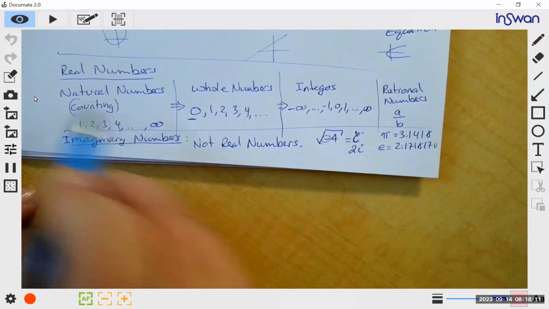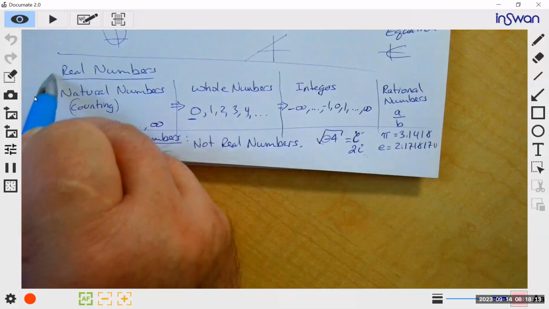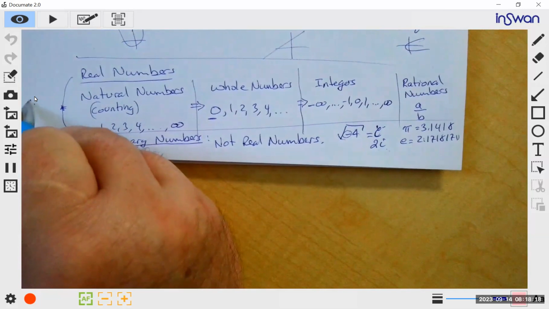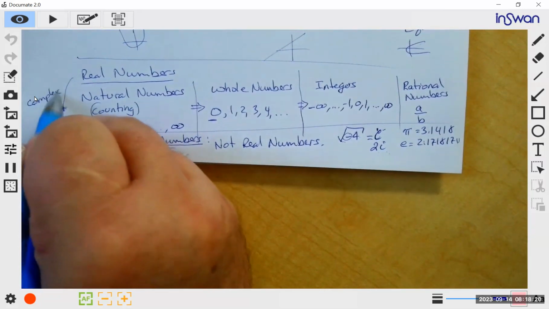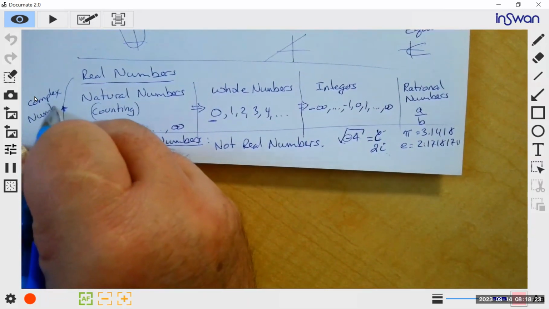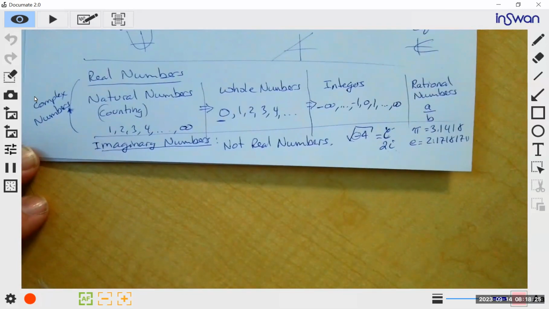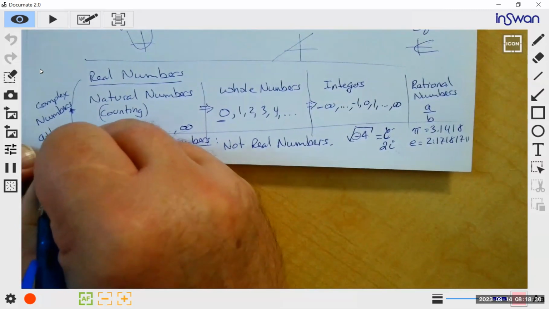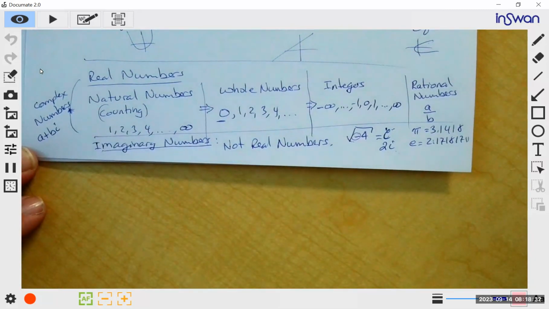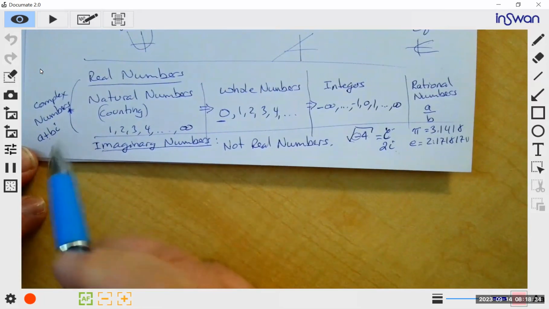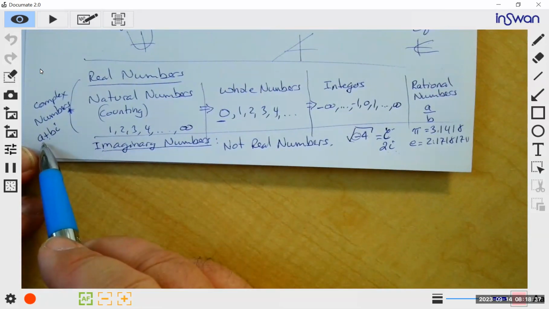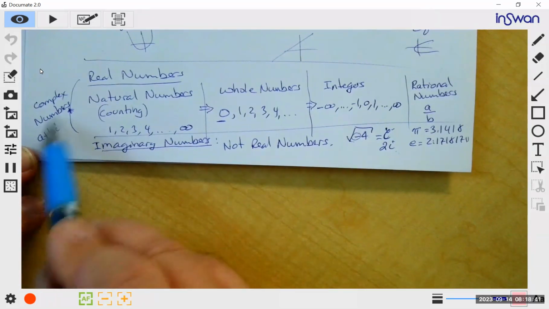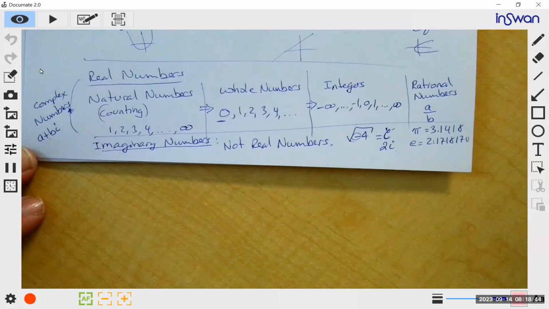So then the real plus the imaginary equals something we call complex numbers. And they're written like this: a + bi, where a is a real number, b is a real number, but it has an i after it. So this is an imaginary number. So it has real plus imaginary.